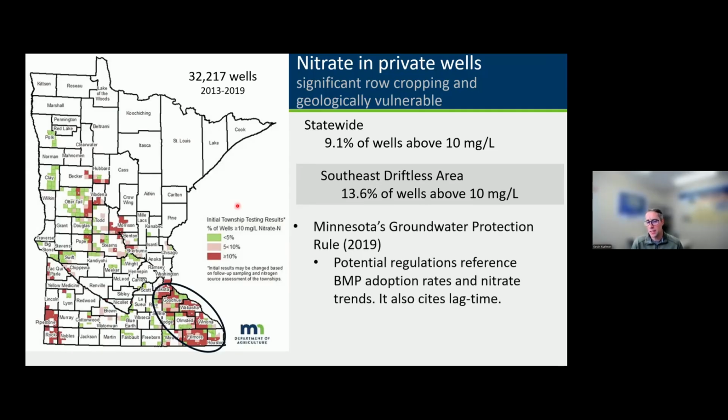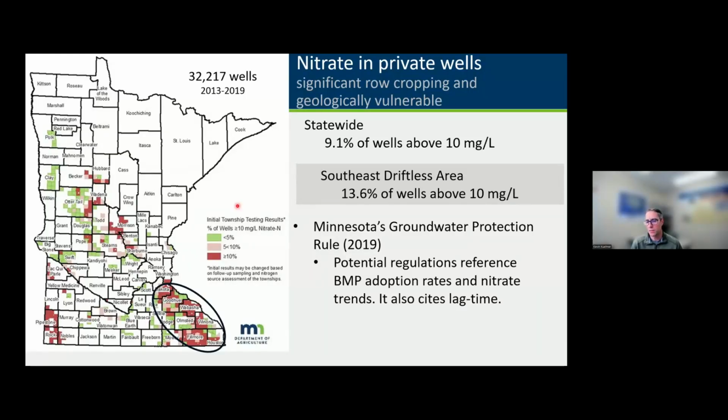In 2019, the Minnesota Department of Agriculture adopted a rule called Minnesota's Groundwater Protection Rule. Part of this is to help reduce as much of that nitrate as possible in these agricultural settings, in surface water and groundwater. And part of that is a combination of both regulatory and voluntary efforts to reduce nitrates. And there are potential regulations, especially for municipalities.